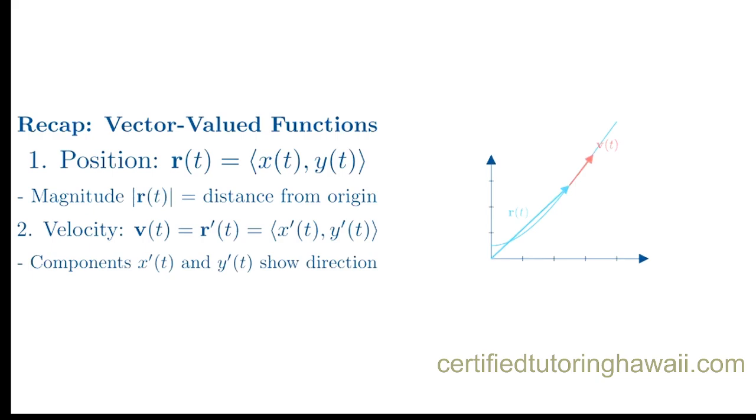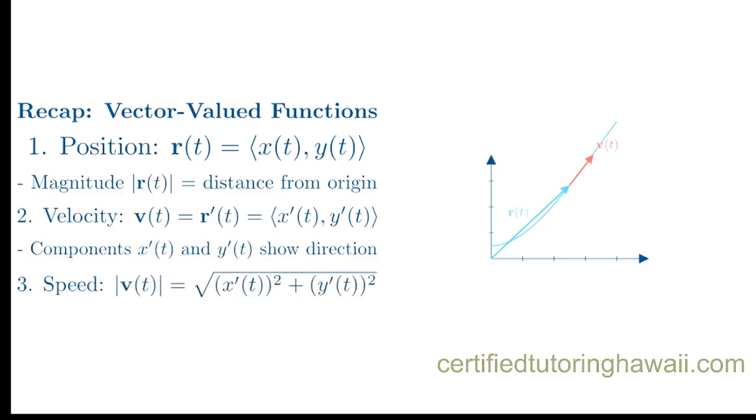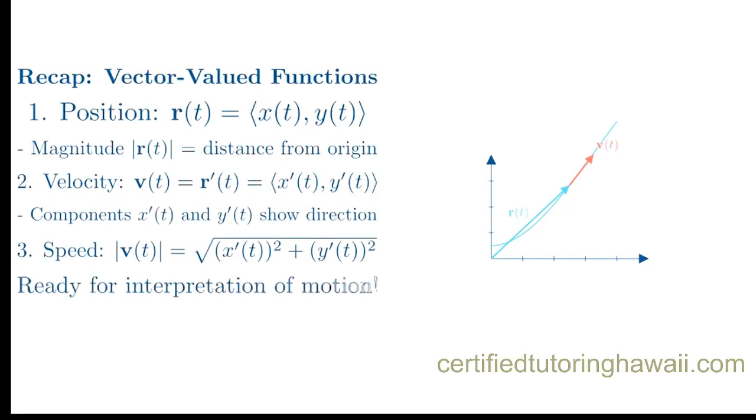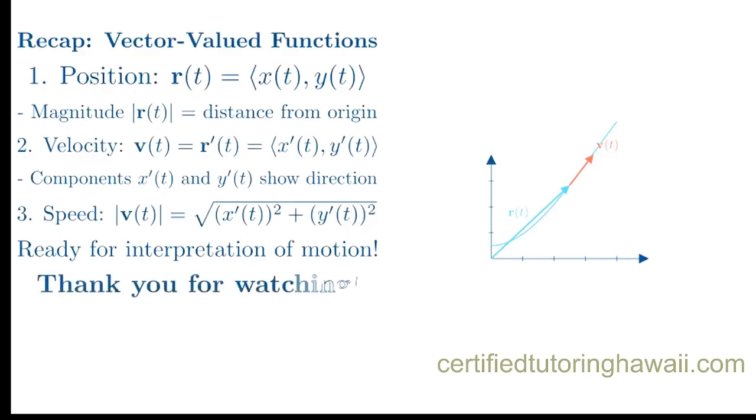Finally, we defined speed as the magnitude of the velocity vector. This is a crucial distinction. Velocity is a vector, while speed is the scalar magnitude of that vector. You are now equipped to represent planar motion with vector functions and interpret the resulting velocity and speed. These concepts form the foundation for many more advanced applications in physics and engineering, so a solid understanding is incredibly valuable.